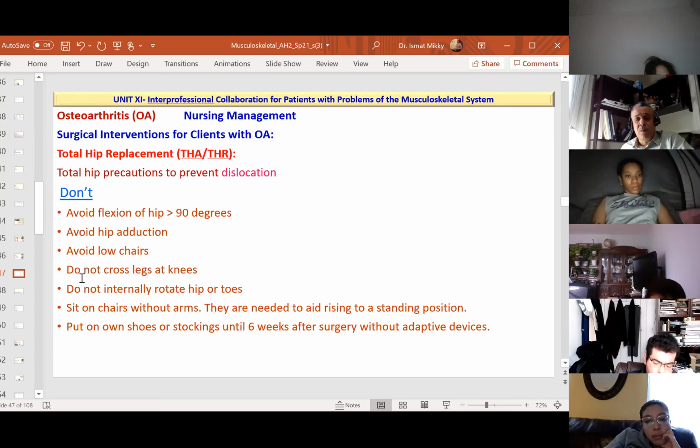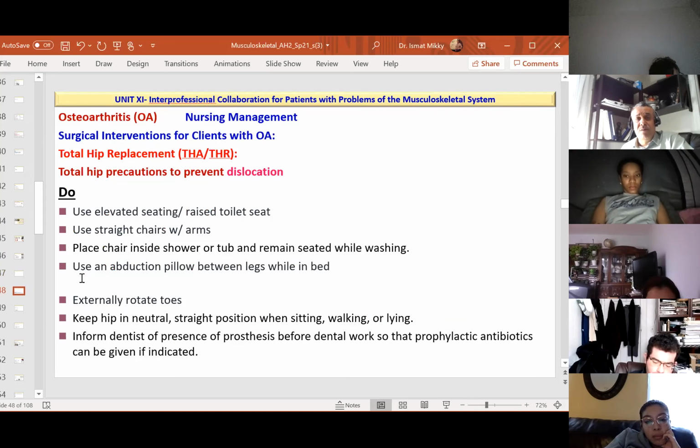Especially when they sit in a chair or in the shower chair, or have to use a shower chair in the bathroom, or using the assistive bars, or putting their shoes on, all of these are tips to teach the patients post-op to prevent dislocation. Especially with the abduction pillow post-op. So we use the pillow between the legs for the first 6 weeks after surgery.